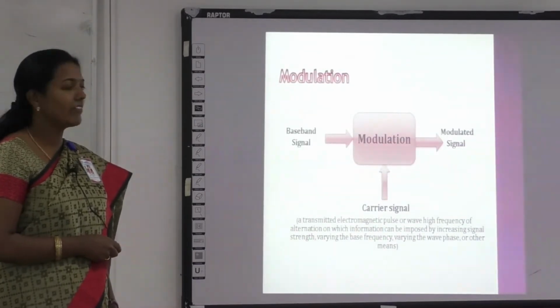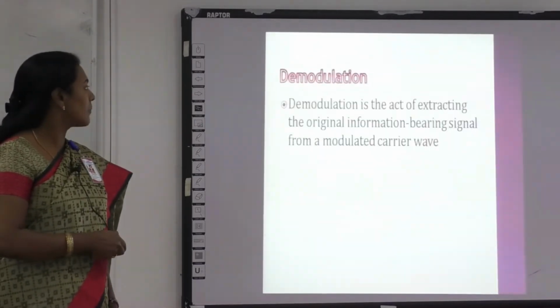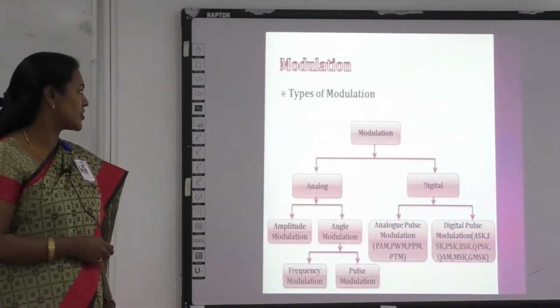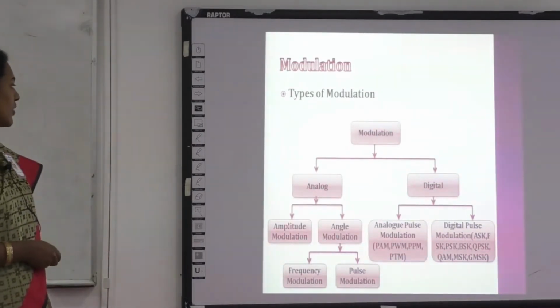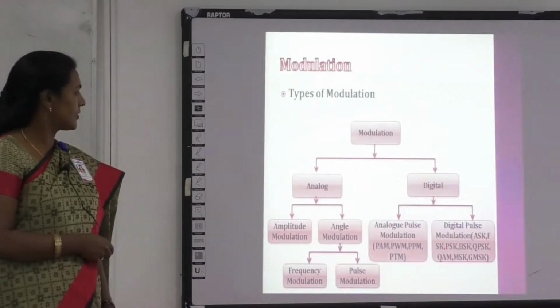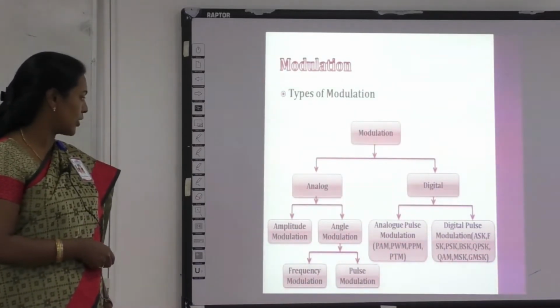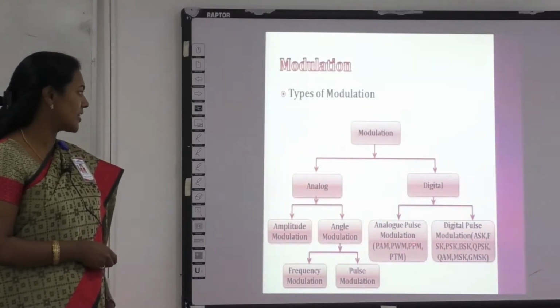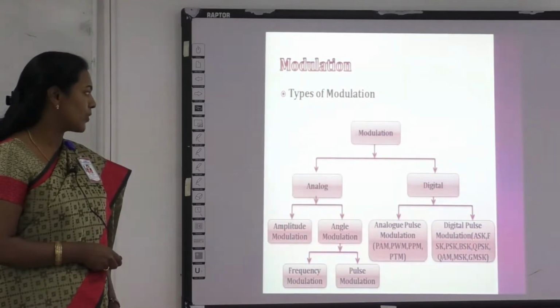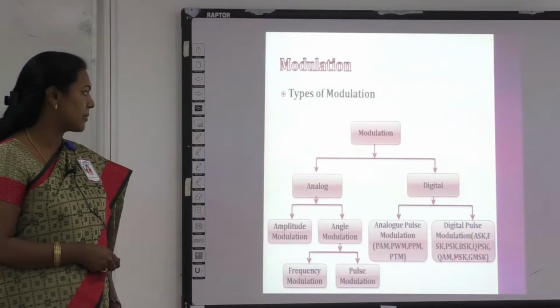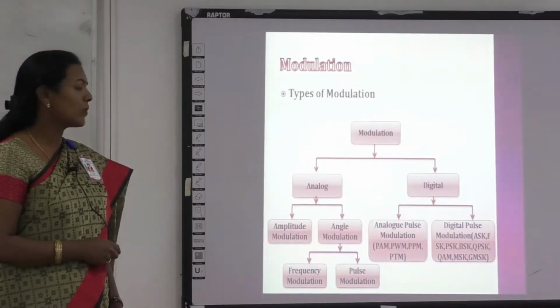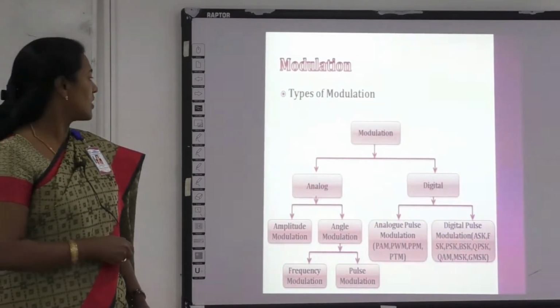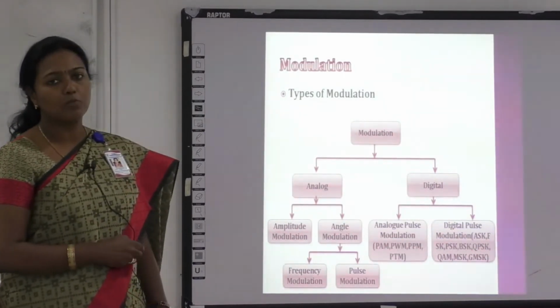So here there are various types of modulation, analog modulation and digital modulation. In analog modulation, we have amplitude modulation, angle modulation. Under angle modulation, we have frequency modulation, phase modulation. And digital modulation again, PAM, PWM, PPM, PTM, and digital pulse modulation, ASK, FSK, PSK, BSK, QPSK, QAM, MSK, GMSK, and so on. Now let us try to understand what is analog modulation or what is amplitude modulation.